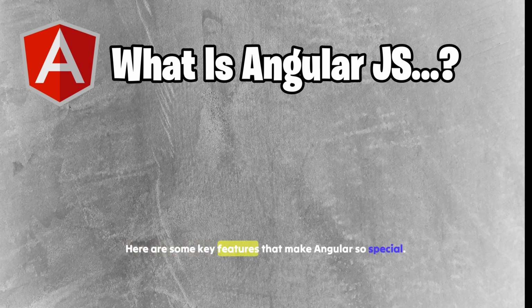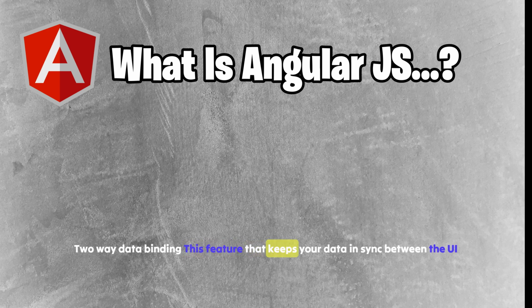Here are some key features that make Angular so special. Number 1, components. Components are reusable building blocks that control how your app looks and behaves. Number 2, two-way data binding. This feature keeps your data in sync between the UI and the logic behind it.